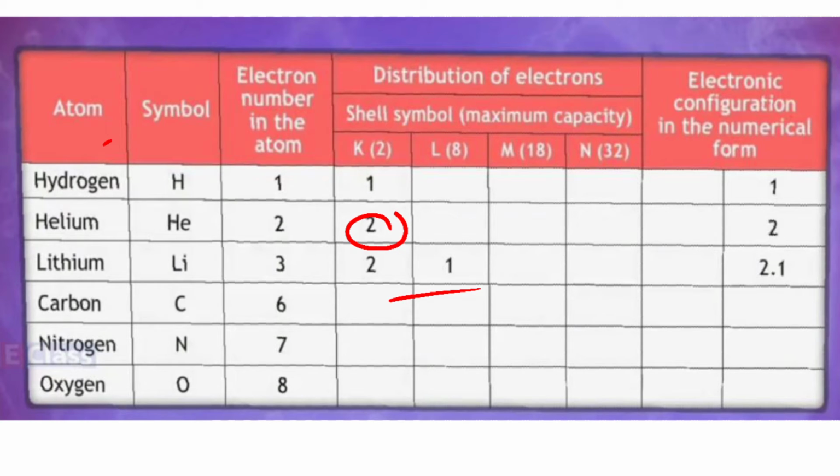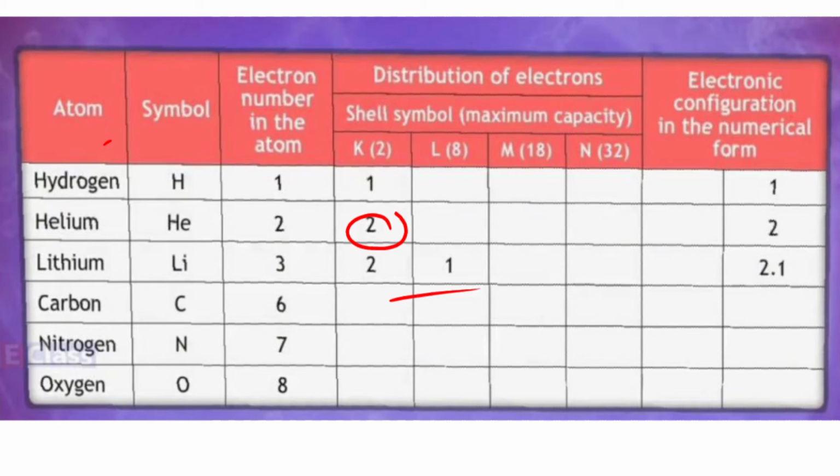So children, electronic configuration you have to write in this way. You have to write down in the round bracket 2, 1. First is always the first shell, second is always the second shell, and after it is filled, then only the third.